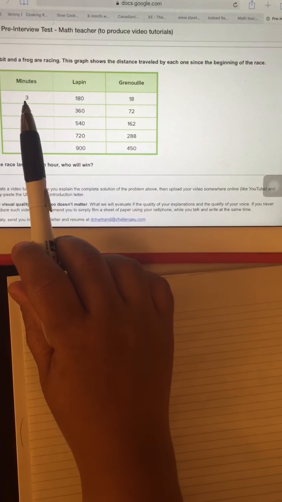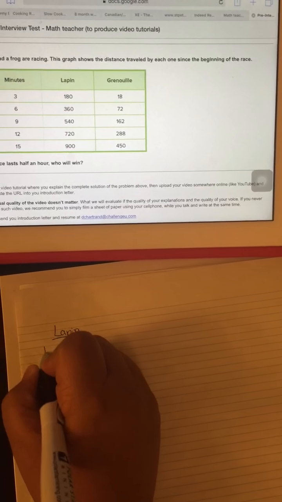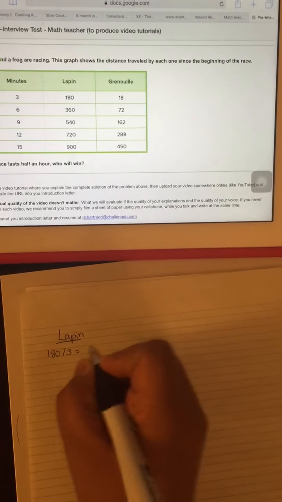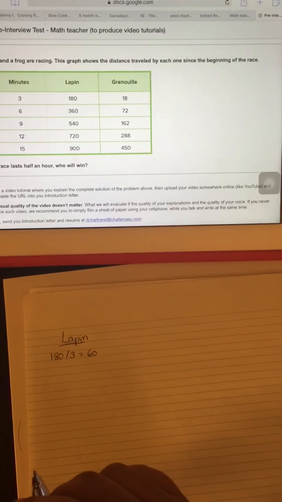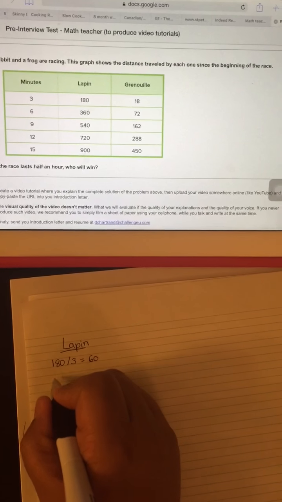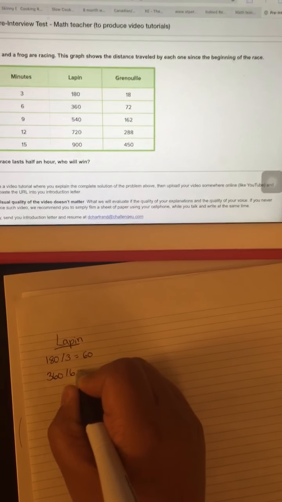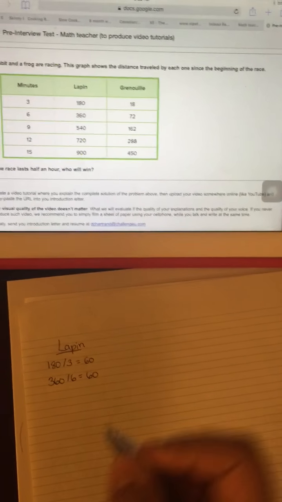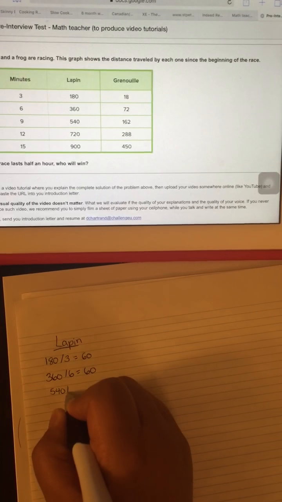We start by seeing that at 3 minutes, he's run 180 centimeters. So I'll start by taking my 180 and I'll divide it by the 3 minutes that he's run. And I get a speed of 60 centimeters per minute. I'll take my next data set, which is 360 divided by the 6 minutes that he's run, and I get, again, 60. If I continue down the table, you can go ahead and do that.